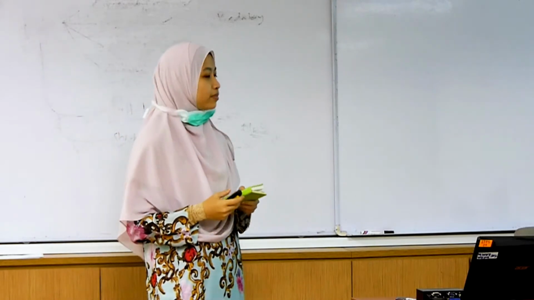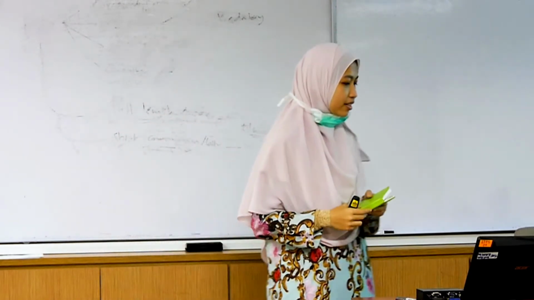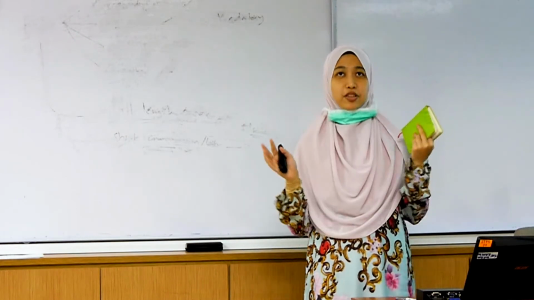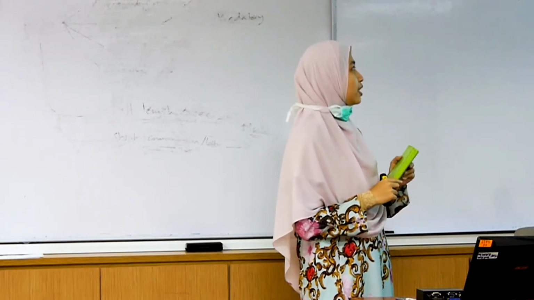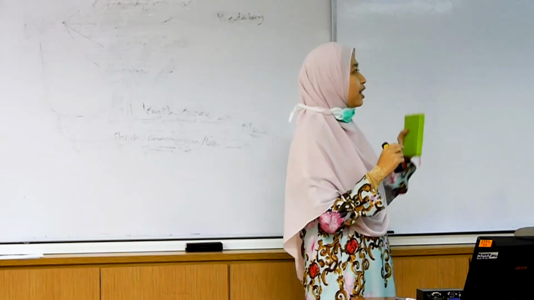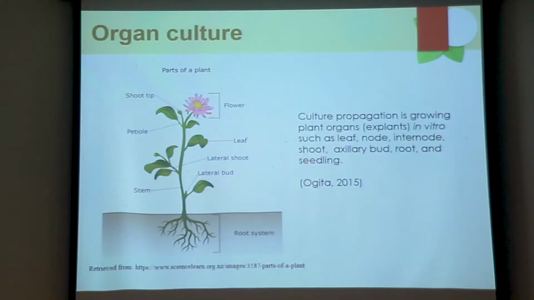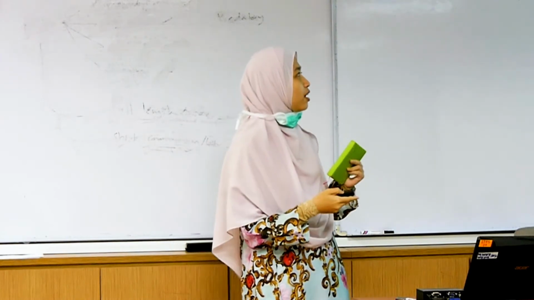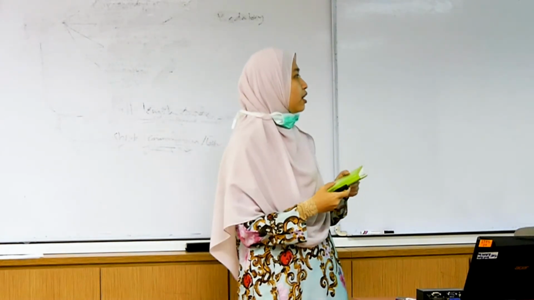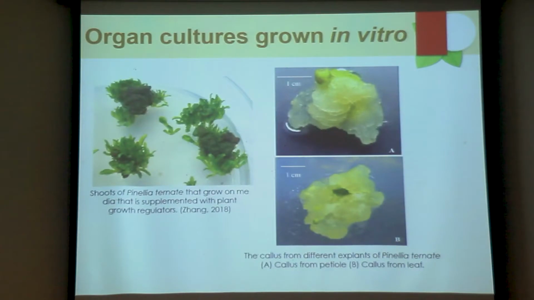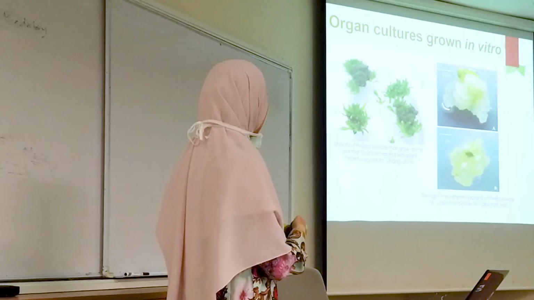Okay, so I would like to introduce a bit on the parts of the plant. We could see here there are certain organs that are labeled: shoot tip, petiole, leaf, lateral shoot, lateral bud, stem. These plant organs can be cultured and introduced in vitro. So these are some of the examples, the culture from Pinellia ternata.